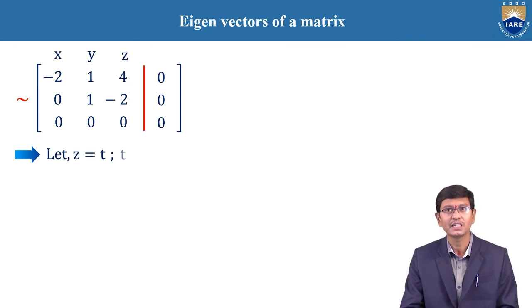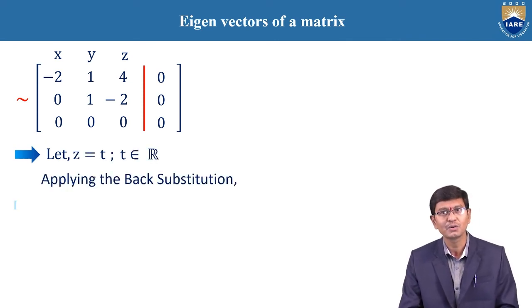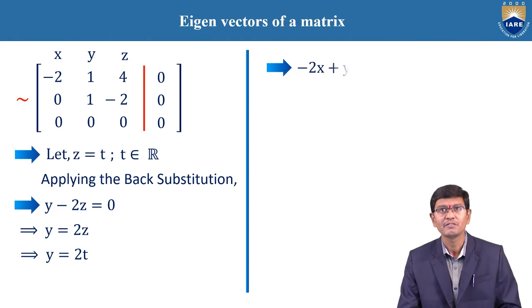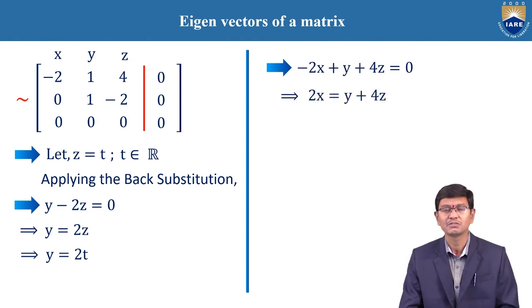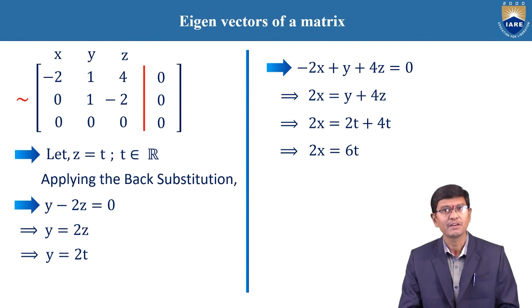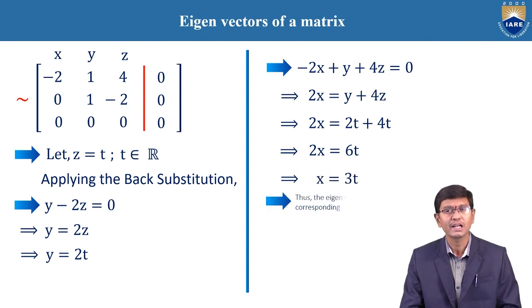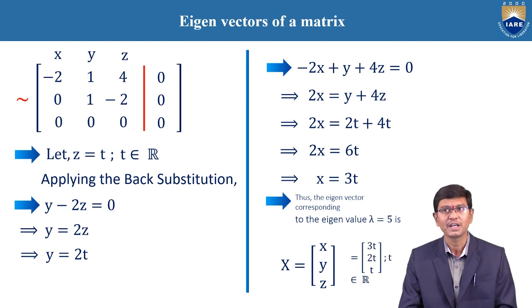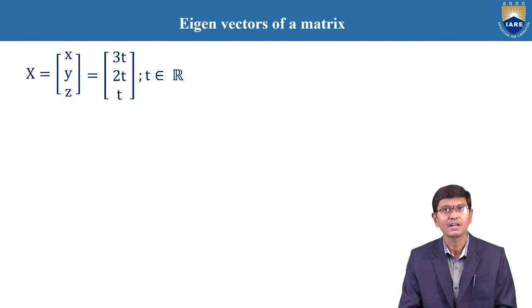Therefore, let us assume that z is equal to t, then automatically y is equal to 2t is obtained clearly. Similarly, x is obtained with the help of the equation minus 2x plus y plus 4z is equal to 0, that is, 2x is equal to y plus 4z. Since we assumed z is equal to t and y is 2t, 2x is clearly 6t, therefore x is finally 3t. Thus the eigenvector corresponding to the eigenvalue lambda equal to 5 is x, y, z equal to 3t, 2t, t for all values of t belonging to R.